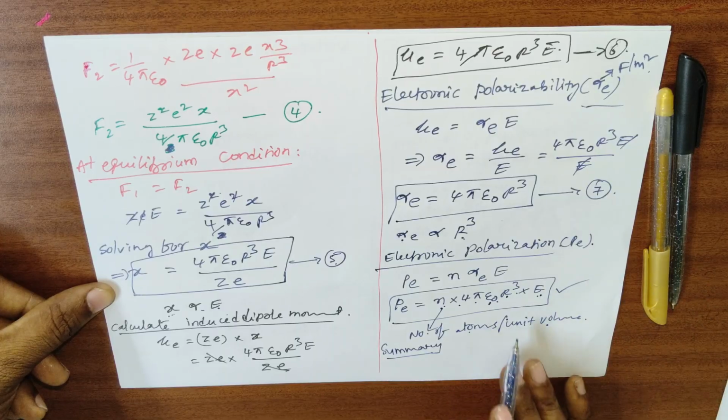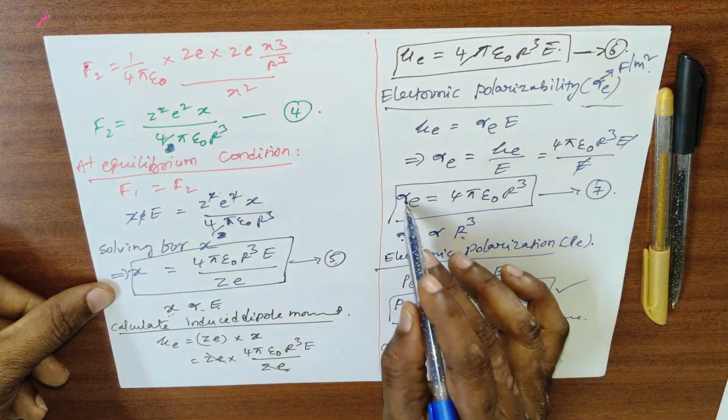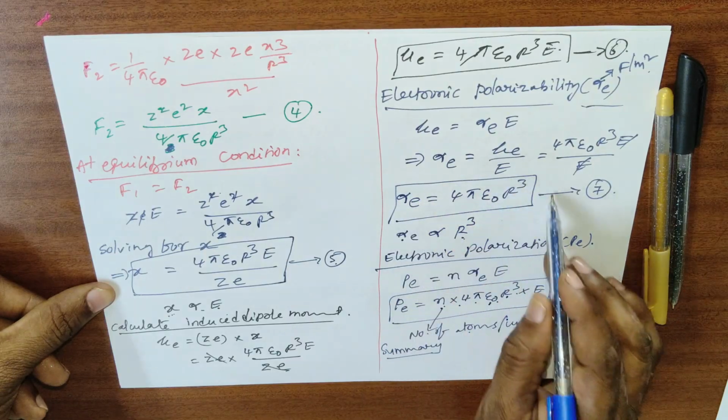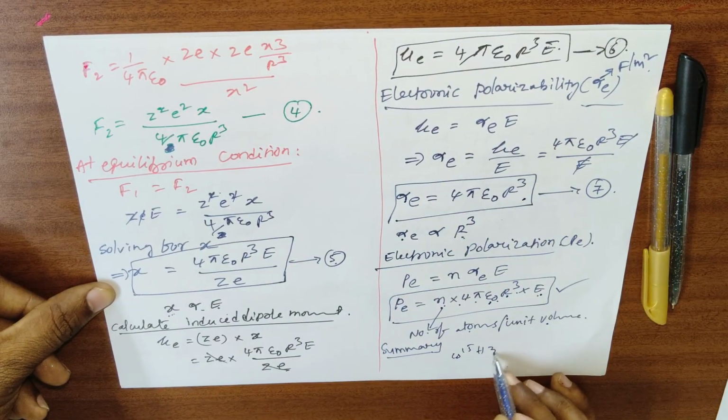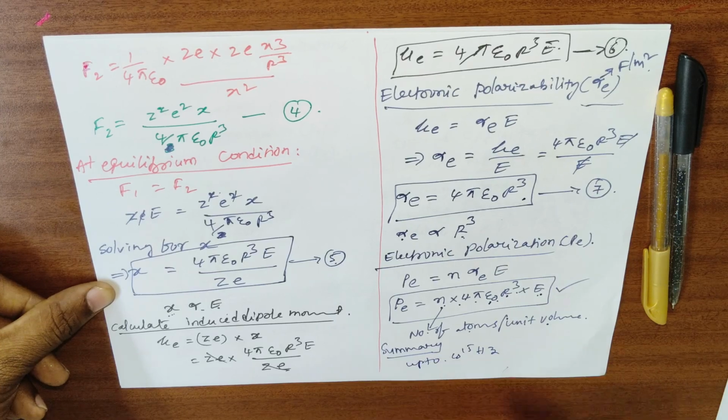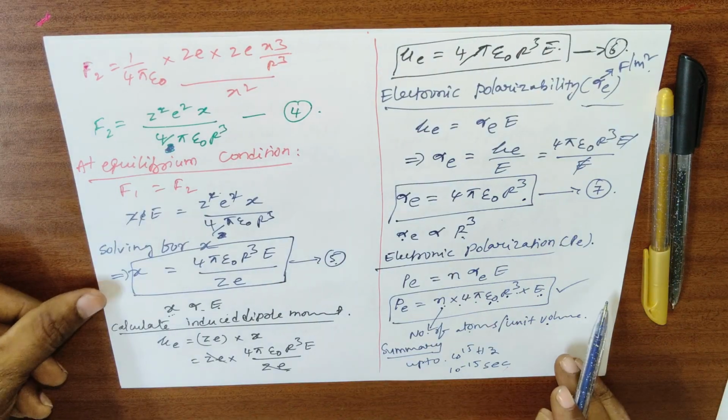The summary of this class is that electronic polarizability does not depend on temperature; it depends on the radius of the atom. It occurs up to 10 power 15 Hz. The response time is 10 power minus 15 seconds. This is all about electronic polarizability.